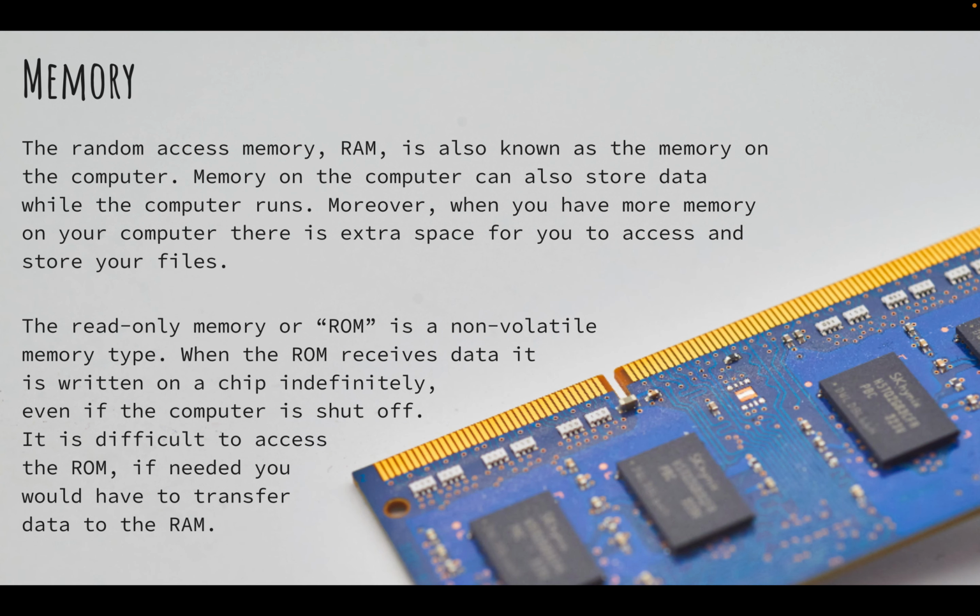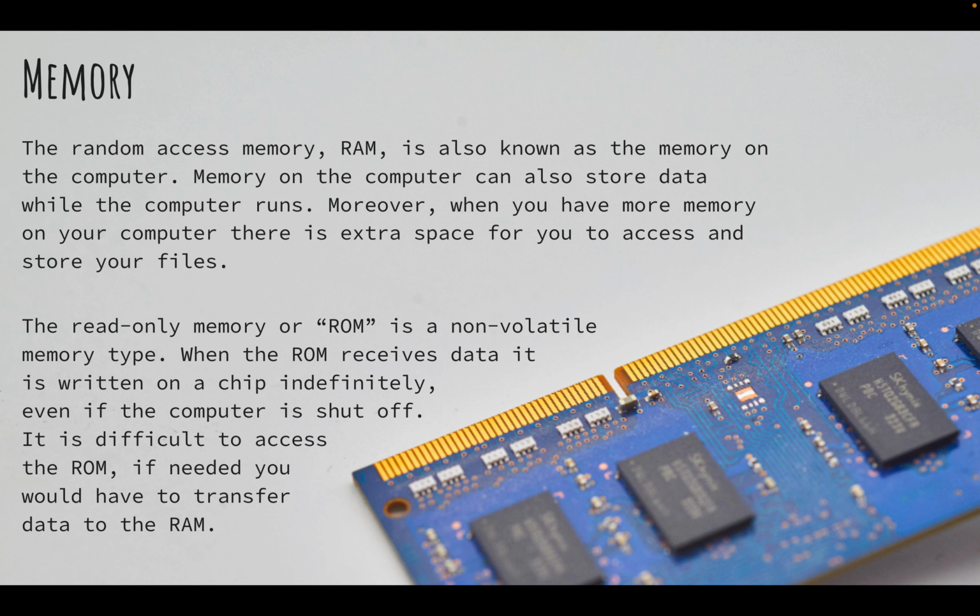Let's move into the memory on your computer. Memory on the computer is commonly called the random access memory, or RAM. This helps the computer store data while the computer runs and creates space for you to access and store your files. The more space you have, the easier it will be for you to multitask on your computer.